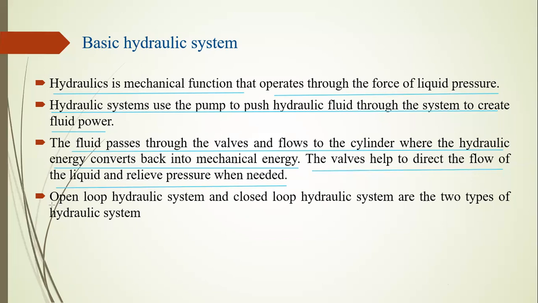There are two types of hydraulic system available: the open loop hydraulic system and the closed loop hydraulic system. An open loop hydraulic system takes oil from one place and drains it at another place. In a closed system, the oil is taken from one place and returned back to the original place. That is called a closed loop hydraulic system. The oil continues to circulate in the circuit. In an open system, there is no recirculating process. That is called an open loop system.